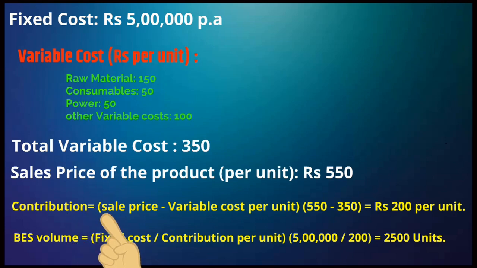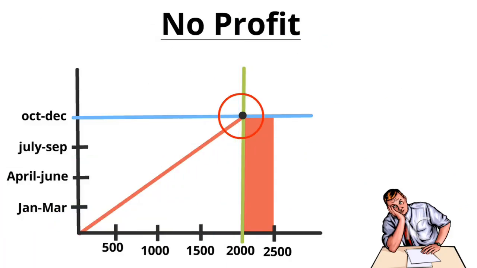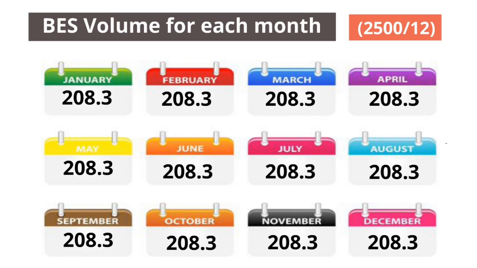Contribution is equal to sale price minus variable cost per unit, 550 minus 350 is equal to rupees 200 per unit. BES volume is equal to fixed cost divided by contribution per unit, 5 lakh divided by 200 is equal to 2,500 units. Unless the company is able to sell 2,500 units in 1 year, the company cannot make profit. This can also be understood that, per month they have to make at least 2,500 divided by 12 units to strike BES volume each month.